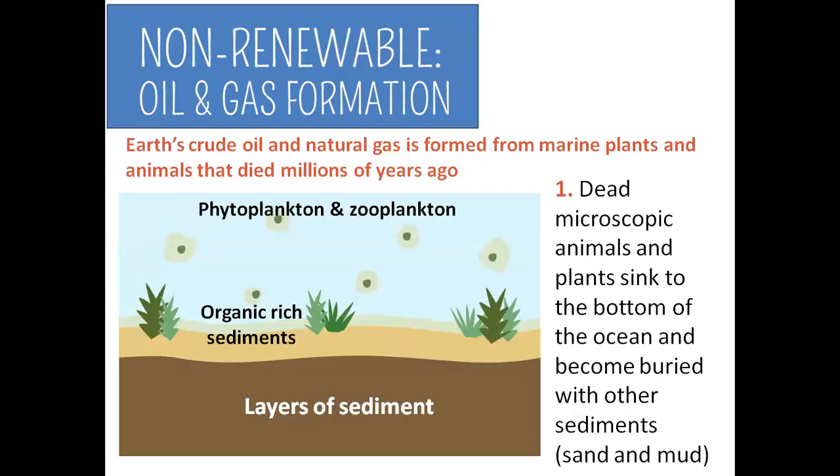Non-renewable oil and gas formation. Earth's crude oil and natural gas is formed from marine plants and animals that died millions of years ago. The dead microscopic animals and plants sink to the bottom of the ocean and become buried with other sediments, sand and mud.